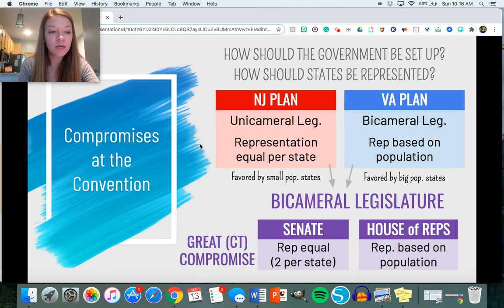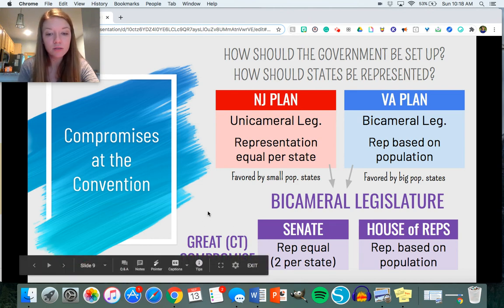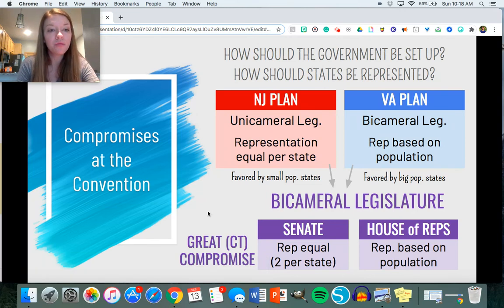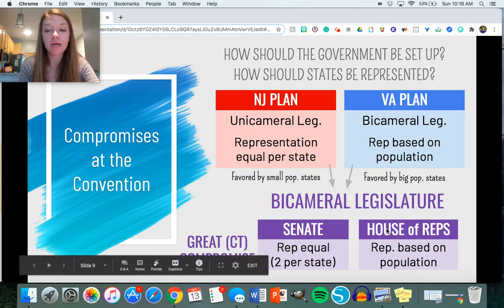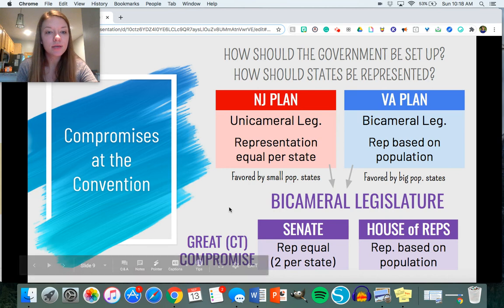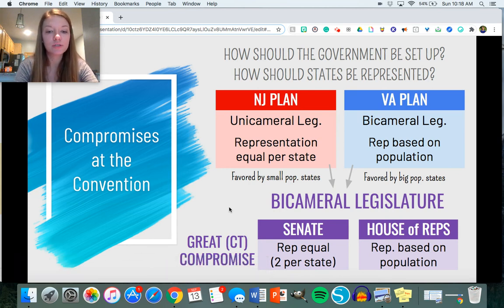And the compromise is known as the Great Compromise or the Connecticut Compromise. And ultimately, what this created was a bicameral legislature. So we do have our two-house Congress. So Congress is made of the Senate and the House of Representatives. And the Senate took part of the New Jersey plan. And in the Senate, each state has equal representation. There are 2 senators per state. Okay, so just like the New Jersey plan proposed, this satisfied the smaller populated states because everyone was equal.